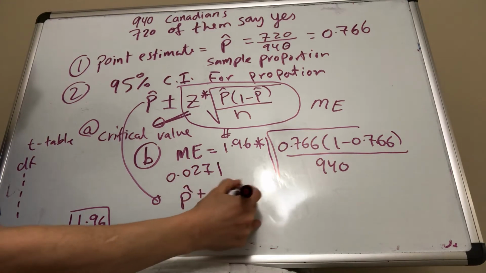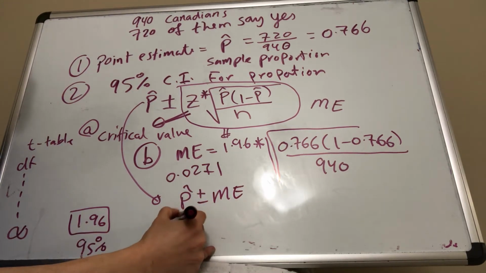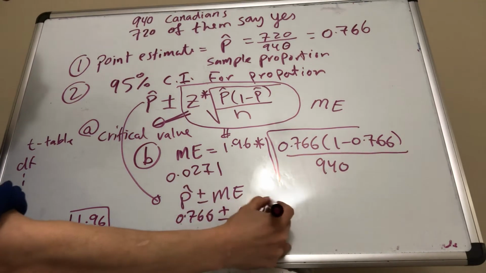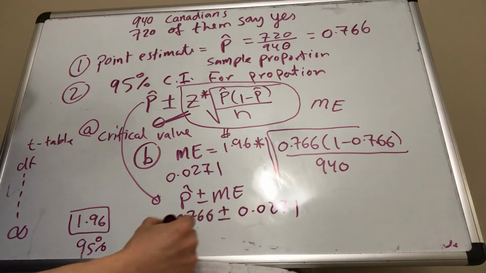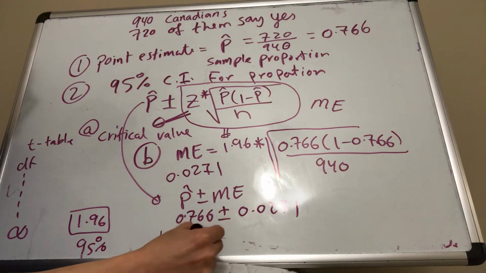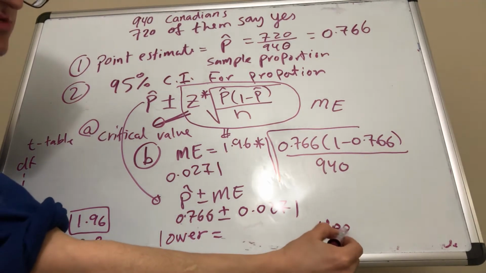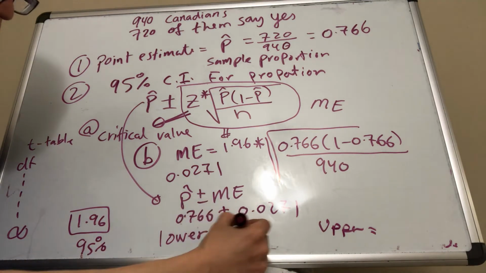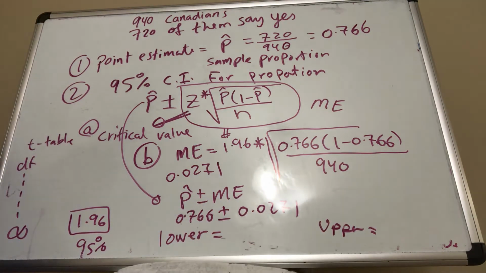And then they ask, okay, once you have the margin of error, so you have P hat plus or minus the margin of error. So you have P hat, which is 0.766, and the margin of error is 0.0271. Then you can get the lower point, you can get the upper point. Lower point, you would subtract them. Upper point, you would add them. So I'm not going to do this, but that's the idea.